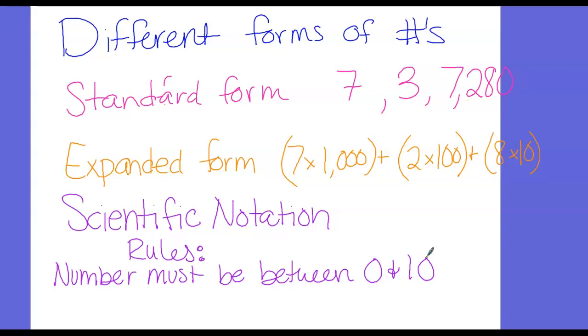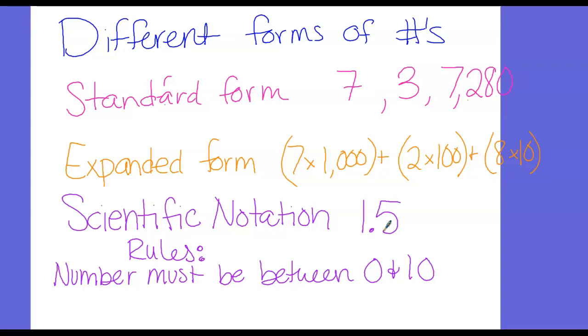Somebody give me an answer of a number between 0 and 10 that does not have a 7 in it. Van. 5. 5 is between 0 and 10. Someone give me a decimal that is in between 0 and 10. Caitlin. 1.5. Okay, so 1.5 is in between 0 and 10.